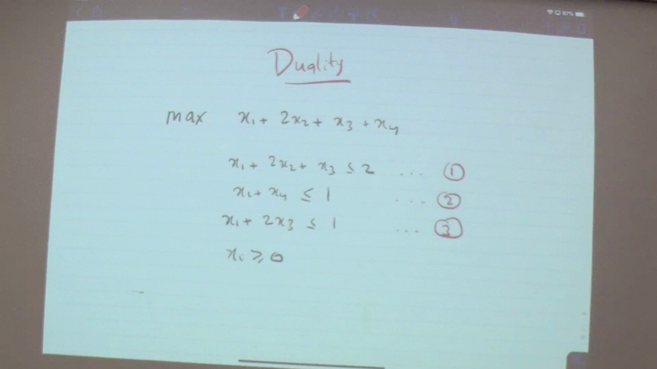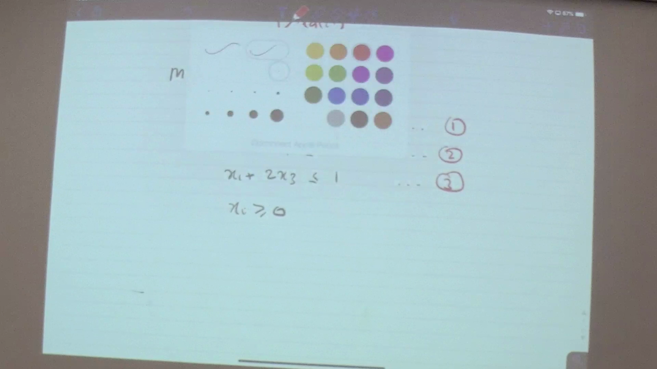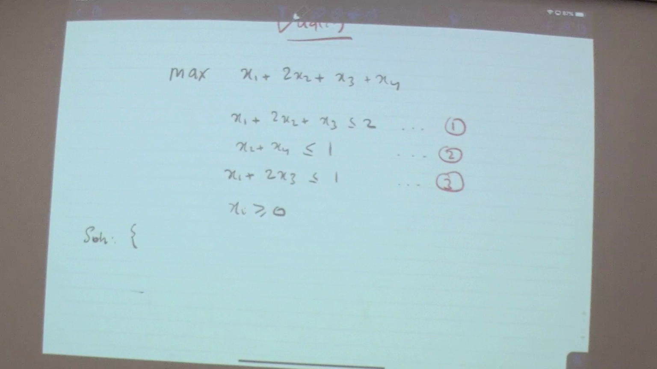Let's assume we have a candidate solution. The solution is x1 is equal to 1, x2 is equal to 1/2, x3 is equal to 0, and x4 is equal to 1/2. If we plug it in, we get 1 + 1 + 1/2, and we get the LP solution as 2.5. Okay? And now our question is, could we have done better?